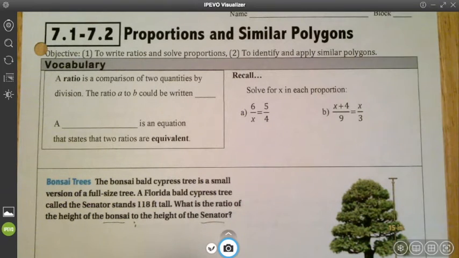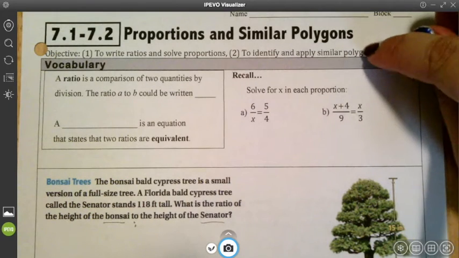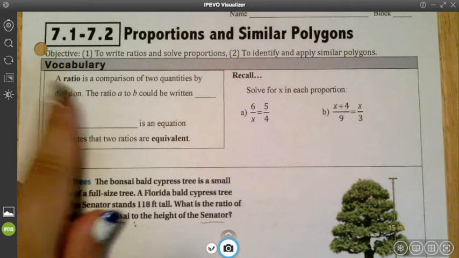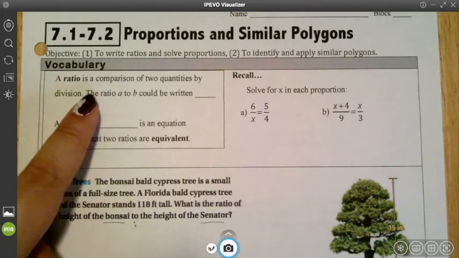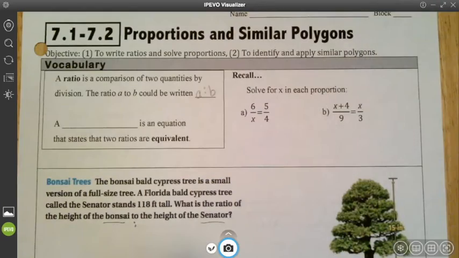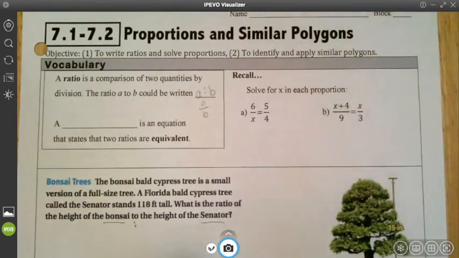Starting off with 7.1 and 7.2 together, our objectives are to write ratios and solve proportions, and also to identify and apply similar polygons. As a reminder, we know that a ratio is a comparison of two quantities by division. So if we are comparing A and B, we can say the ratio of A to B, which also means A to B. We can write it as a fraction or in ratio notation with a colon.